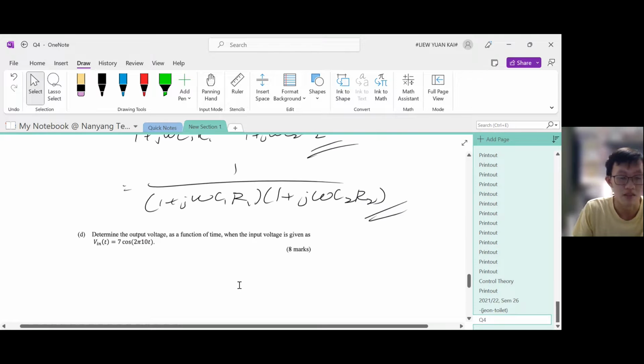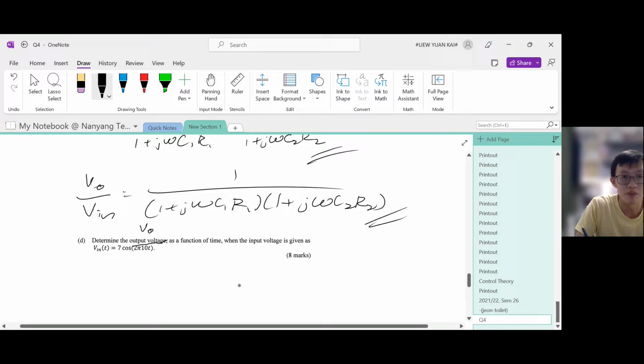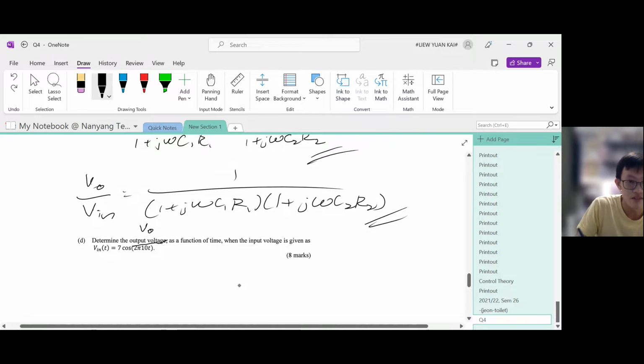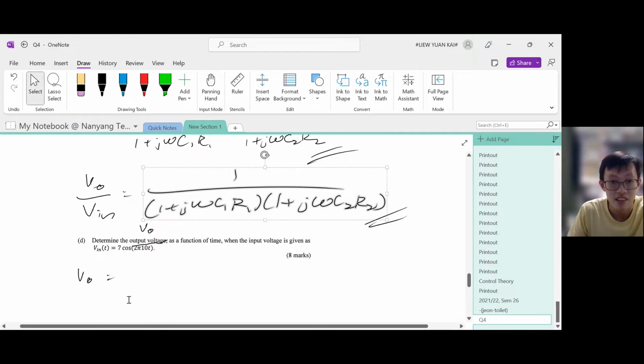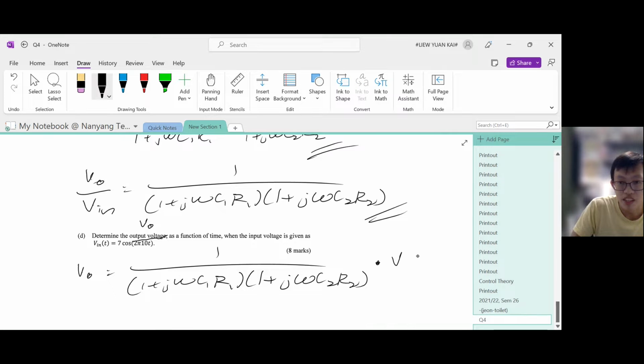Okay, so how do we do this? What they are asking for is V out, and what they give us is V in. So remember from the previous question, this gain is given by V out over V in, right? So we can make use of this to find V out because they give us V in. We know this gain, so we can find V out. Therefore, V out is given by this entire gain multiplied by V in.